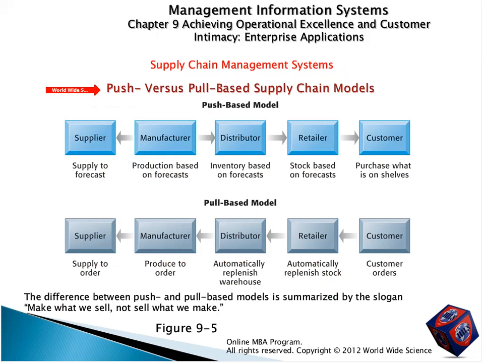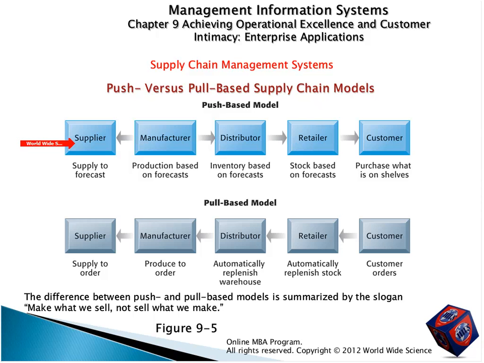See here, this one is a push-based one. First of all, let's consider the customer. Customers purchase what is on the shelves. So it means the manufacturer produces based on forecast. Distributor inventory is based on forecast. Retailer stock is based on forecast. And supply is also according to forecast. The supplier supplies the manufacturer based on the forecast. So all the activities in this kind of supply chain are based on forecast, so it may have some problems.